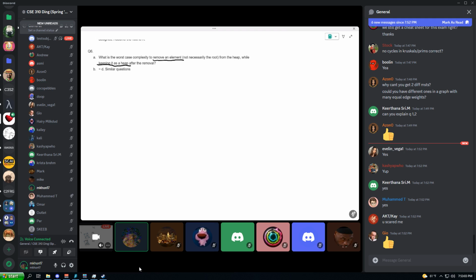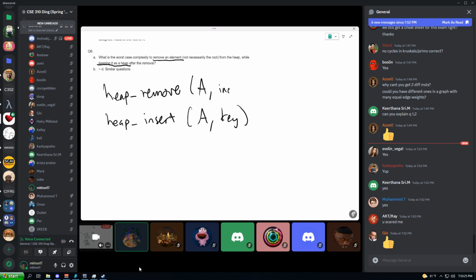So we're going to do some sort of heap remove function, similar to, say, heap insert. With heap insert you're going to give it an A and then some sort of key. For heap remove, we could say you give it an A and then, instead of a key, because you don't need a key to remove, you're going to be using an index to remove.